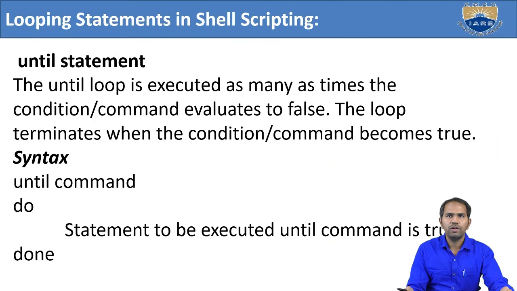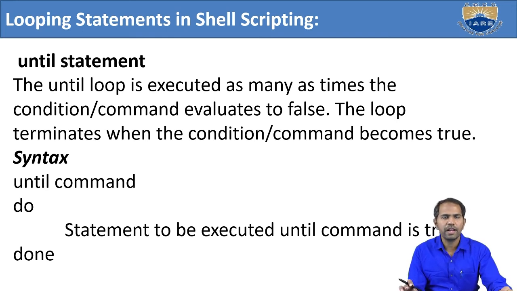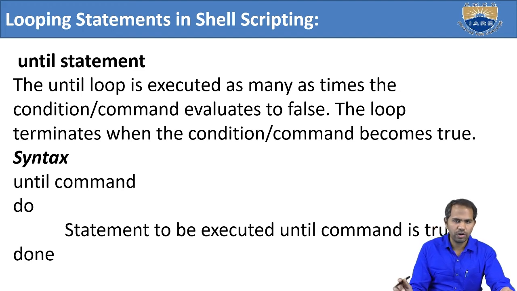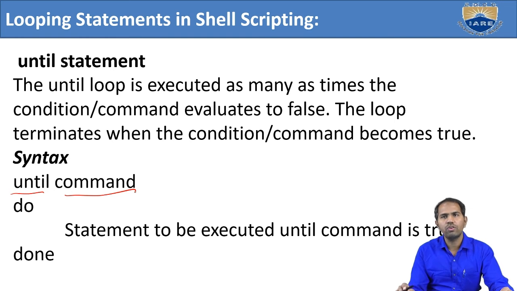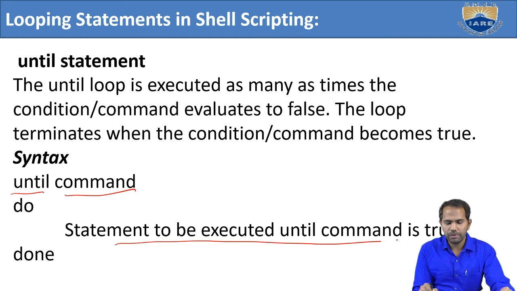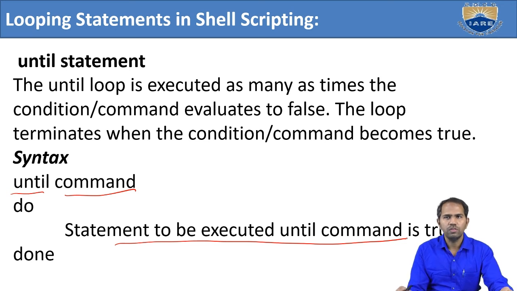See, last one is the until statement. An until loop is executed as many times as the condition command is evaluated to false. The syntax to write here: until, we have to write a command, do, then the following statements to be executed until the command is true, then done.